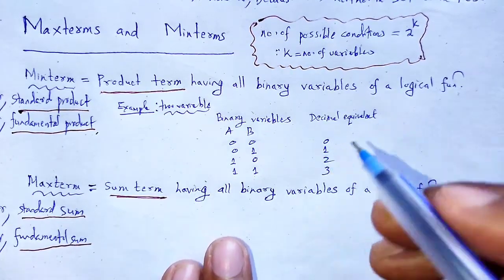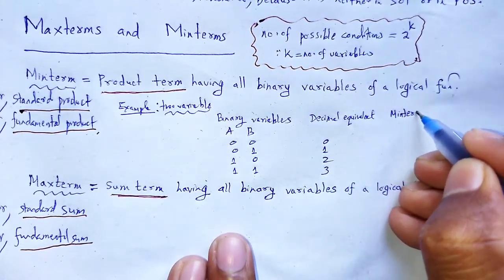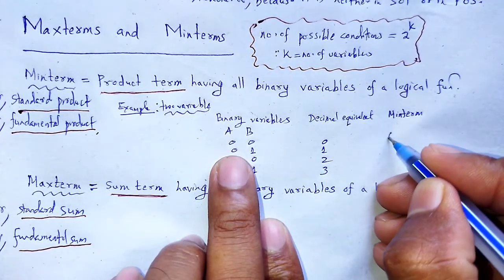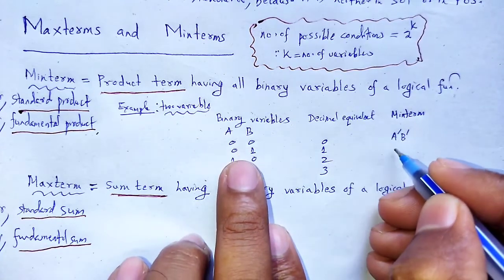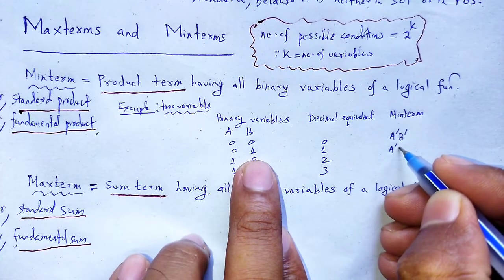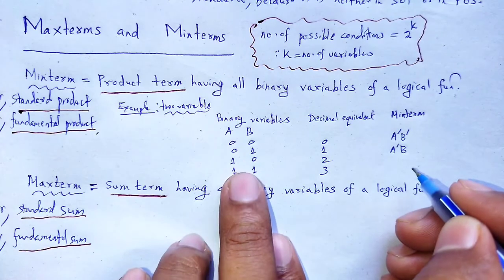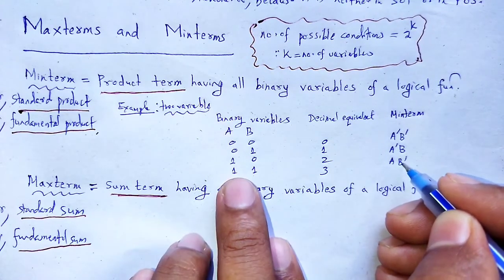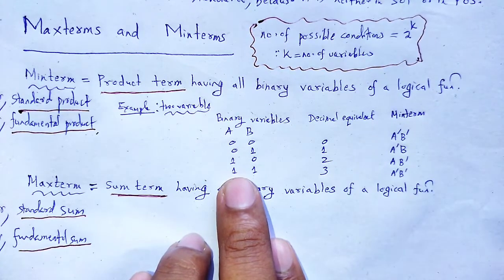So when we write it in min term, for 0 0 that is A bar B bar, for 0 1 it is A bar B, for 1 0 it is A B bar, and for 1 1 it is A B. That is the product form, which is the min term.